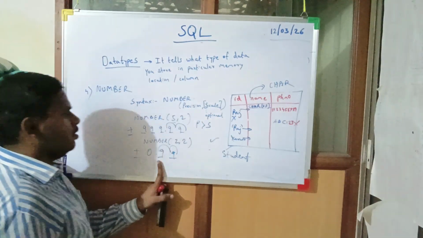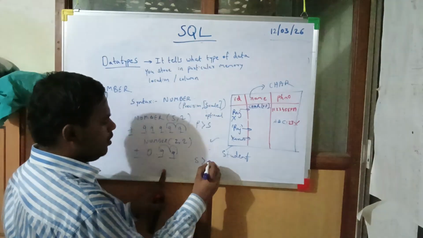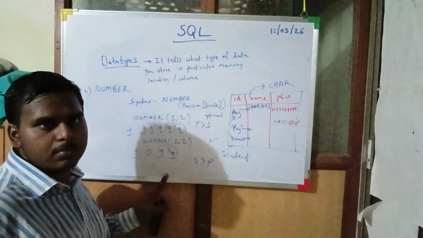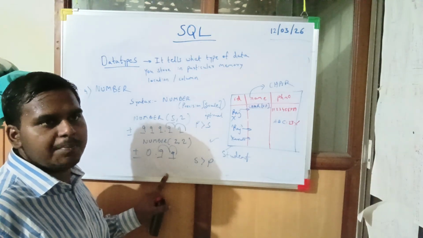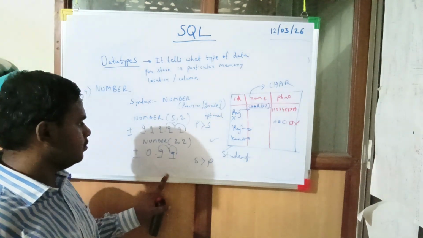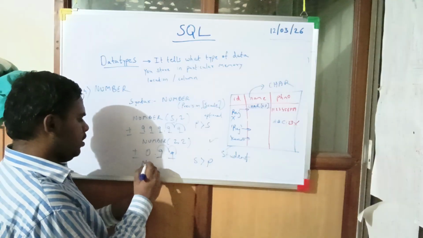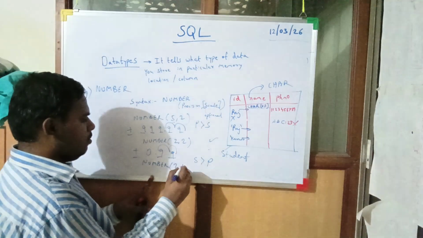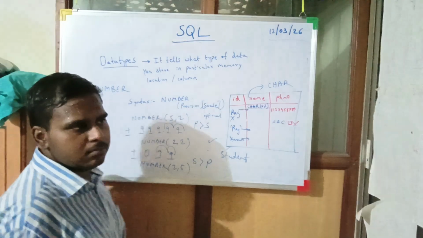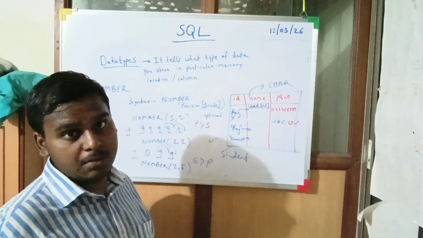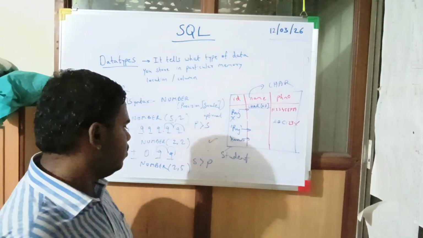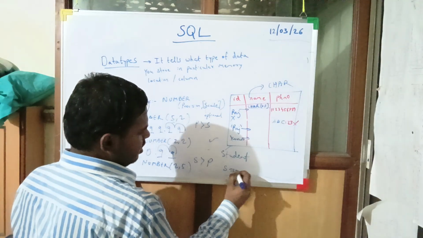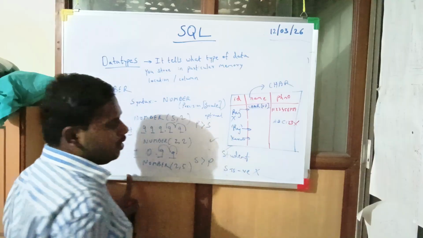Okay, but what if, sir, scale is greater than precision? So what will happen here? NUMBER(2,5). This type of question might be asked in the interview. Or if scale is negative, we will not study that a lot.